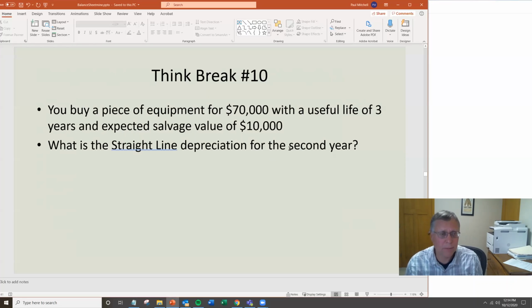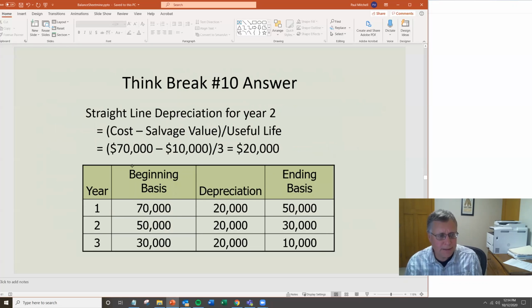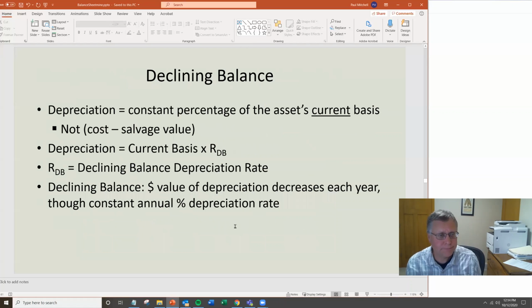Pause to work that out, and I'll go to the answer here in a sec. So you can see it's just going to be cost minus salvage value divided by useful life. 70,000 minus 10,000 is 60,000, divided by 3 is $20,000. So 70 minus 20 is 50,000. 50 minus 20 is 30. 30 minus 20 is 10. And so the second year, it'll be $20,000, just like it is in all the other years.